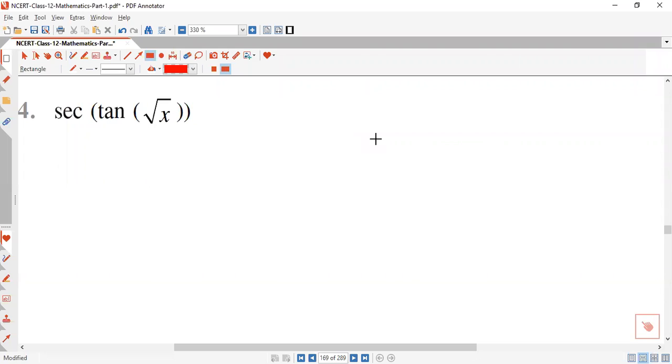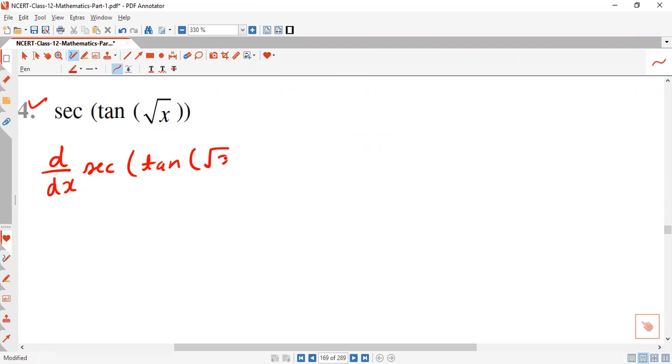So now I would like to do this question number 4. Differentiate this function with respect to x. So we say dy/dx of sec of tan of root x, closed, tan x. Since you know very well that dy/dx of sec x will equal sec x tan x. Okay.